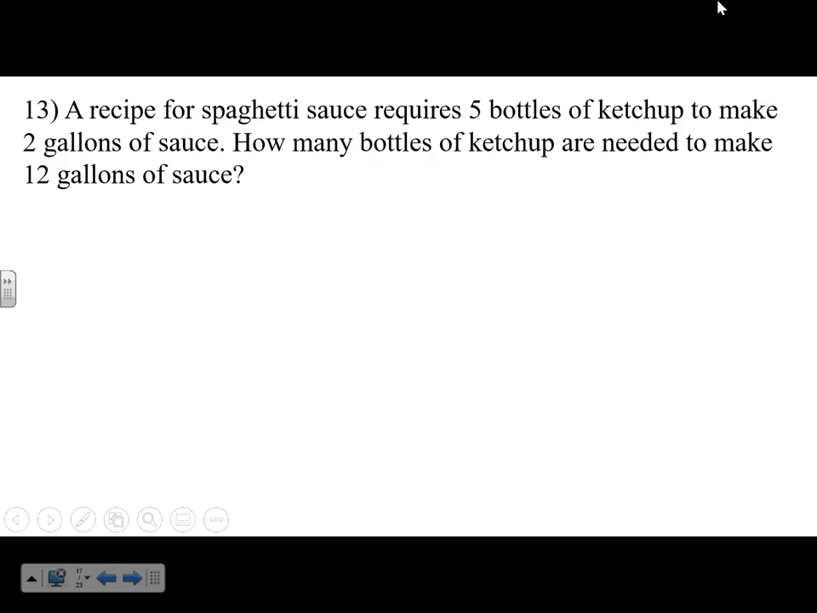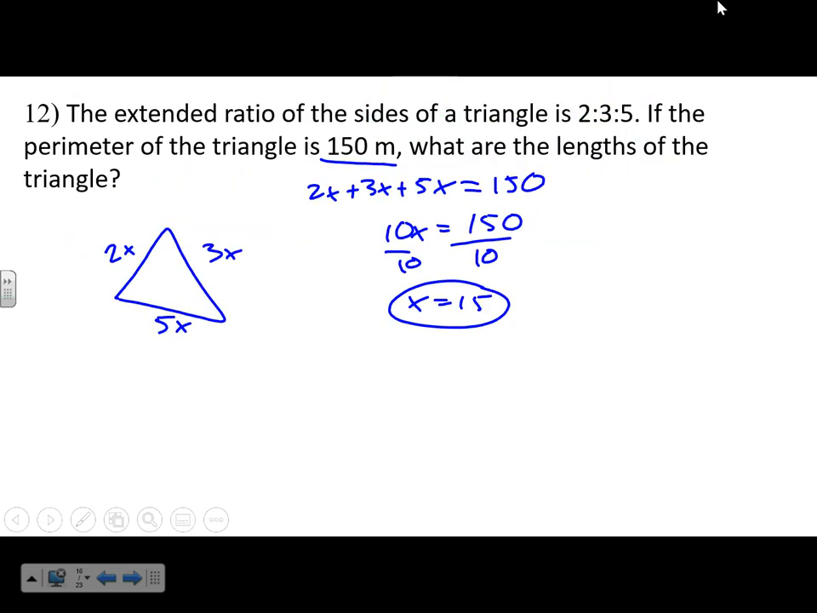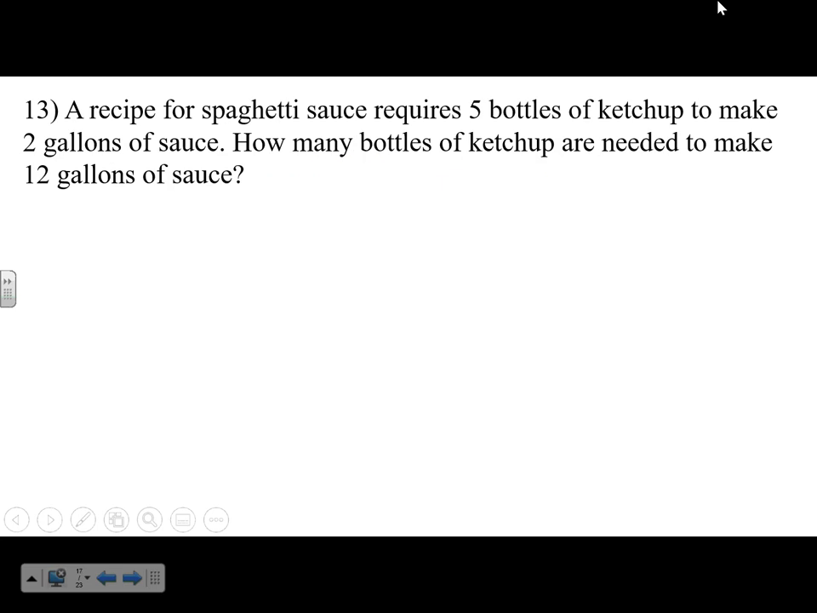So we've done some shadow problems, then we did some of these perimeter problems. And now we're going to go into other proportion problems with other things. A recipe for spaghetti sauce requires 5 bottles of ketchup to make 2 gallons of sauce. How many bottles of ketchup are needed to make 12 gallons of sauce?